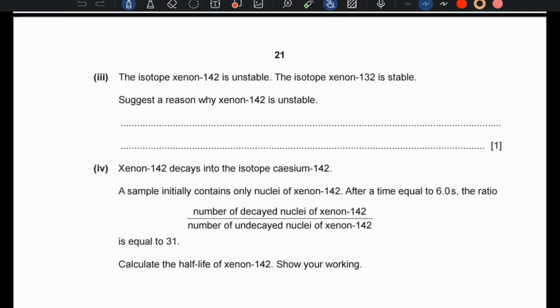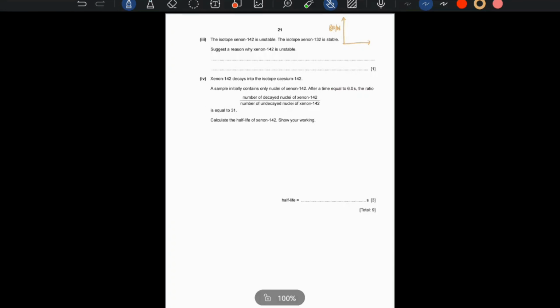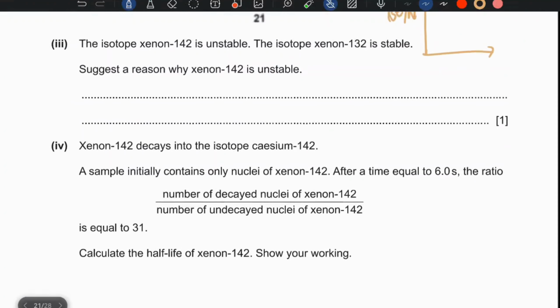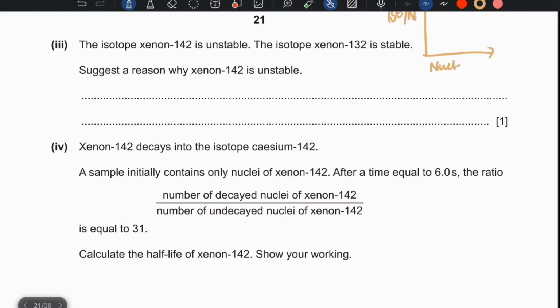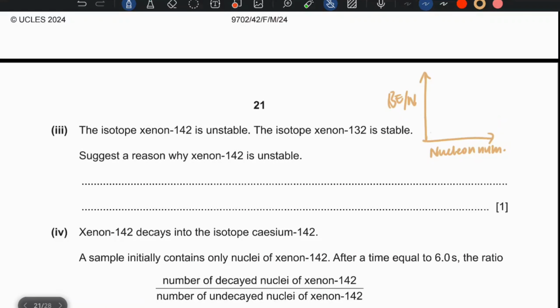Because we know when we draw this graph, I believe all of us are familiar with this. This is binding energy per nucleon, and the x-axis is nucleon number. So the graph looks something like this. And this one is Fe56, which is iron 56, one of the most stable elements.